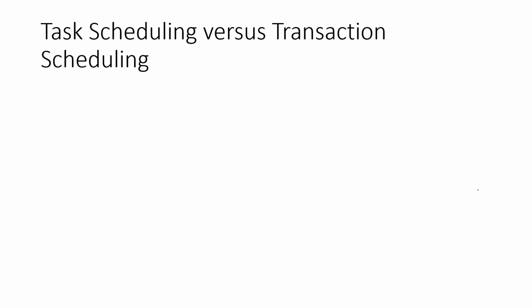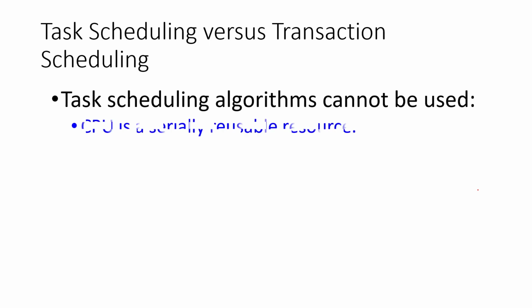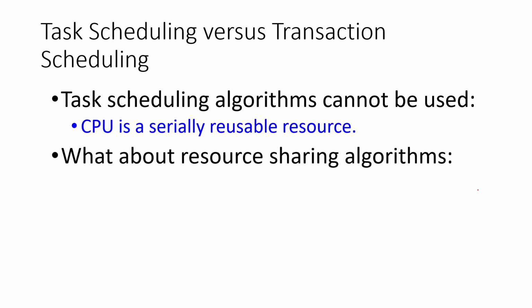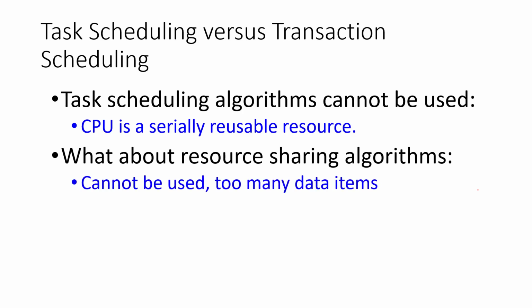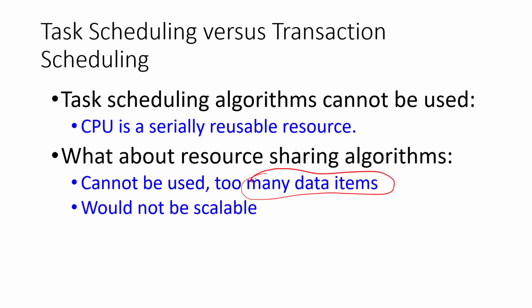So, what are the fundamental differences between task scheduling and transaction scheduling? The CPU is a serially reusable resource, so multiple processes cannot be running on a single CPU at the same point of time. But in resource sharing algorithms, we are potentially looking at too many data items, right? In the case of a CPU, it is a single CPU, but here the number of data items, or the number of memory locations, or number of table rows is very, very high. As a result, the same algorithms will not scale. And also the other idea is that transactions are or could be quite long.